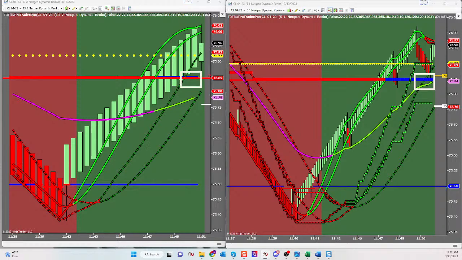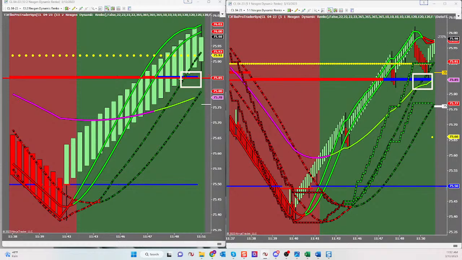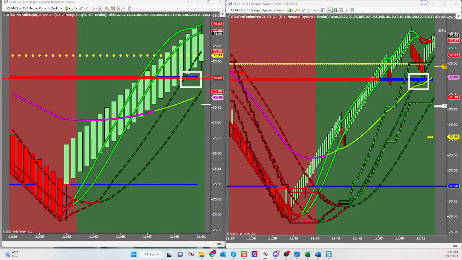50-50, no divergence, cute little window of opportunity, and the market's going up. Guys, I can't make this stuff up.